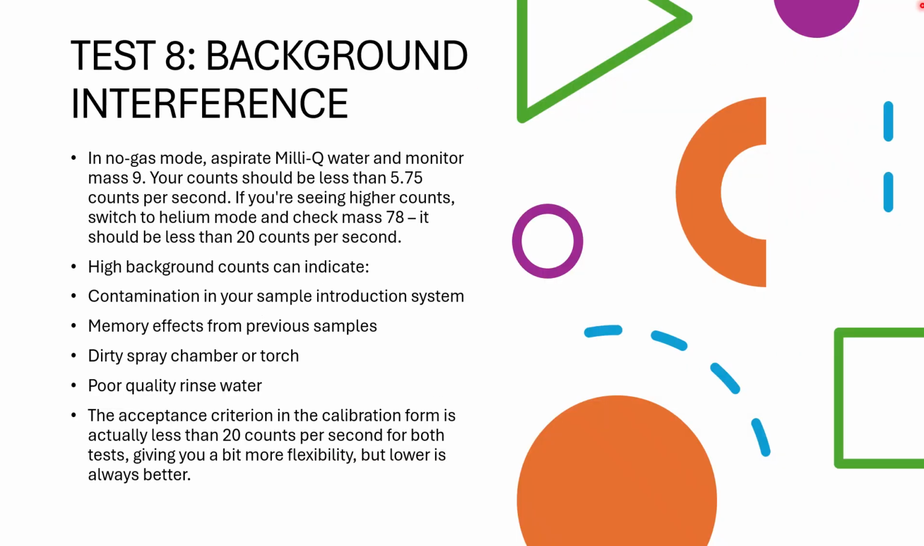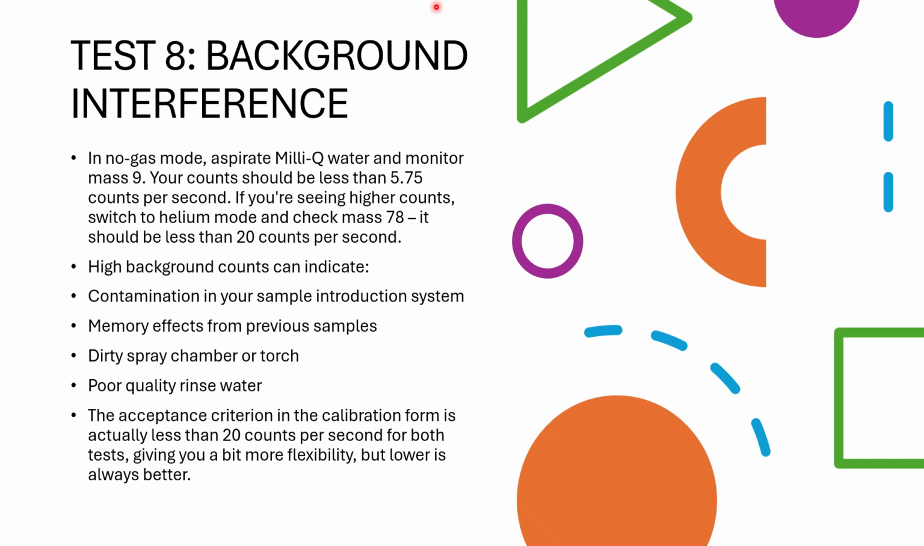Let's come to test 8, that is background interference test. This often overlooked test is essential for detecting contamination and instrument noise. This is done in no gas mode. You need to aspirate molecular water and monitor for mass 9. Your counts should be less than 5.75 counts per second.